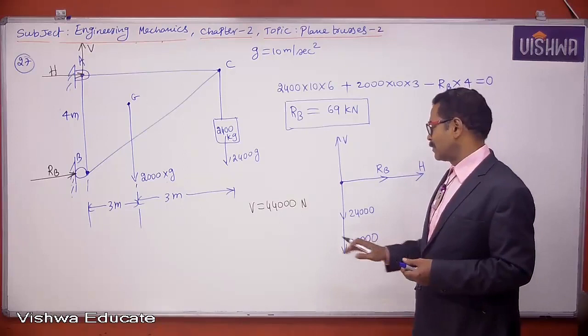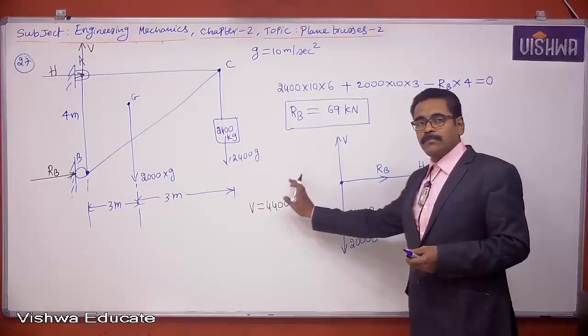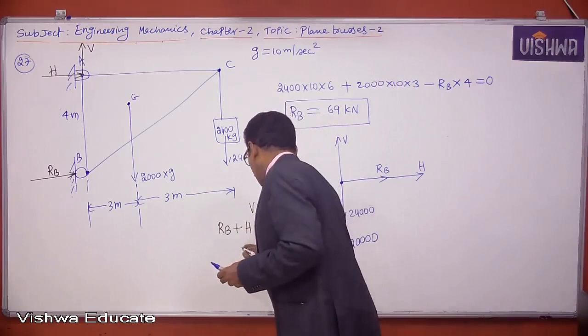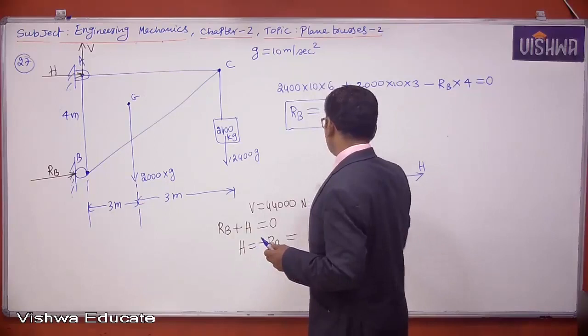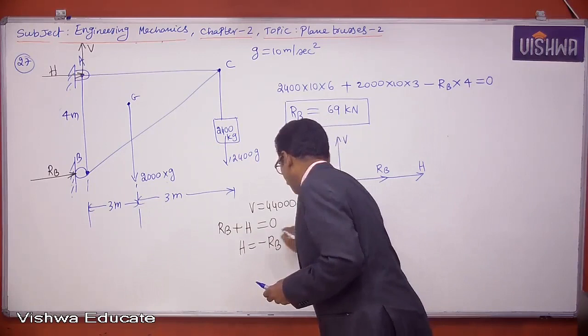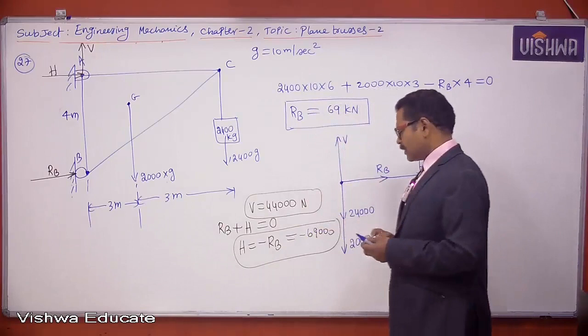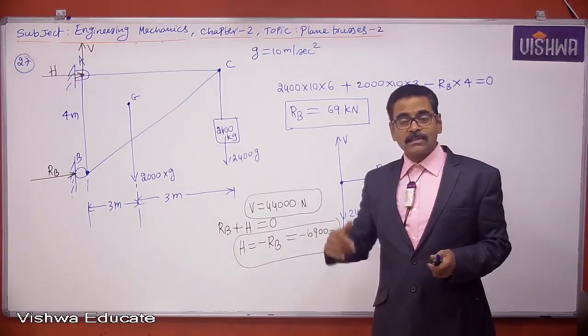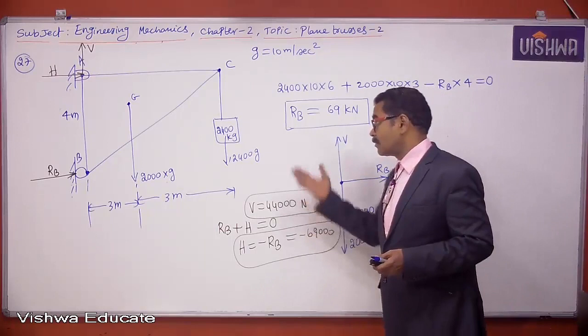This is V. Then the sum of rightward forces is equal to the sum of leftward forces. The sum of rightward forces is RB plus H, that is equal to 0, the sum of leftward loads. And from this, H is equal to minus RB. RB I already know, RB is 69,000. This is minus 69,000. What is the meaning of minus 69,000? I assumed H is acting towards the right. Since I got a negative value here, H is not acting towards the right. H is acting towards the left. Okay, that is the meaning. H is not rightward, H is leftward.